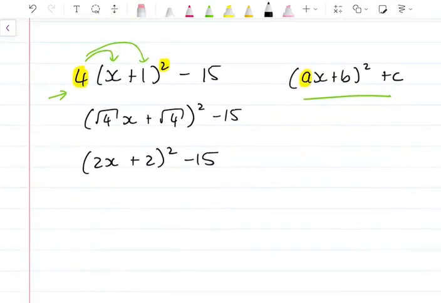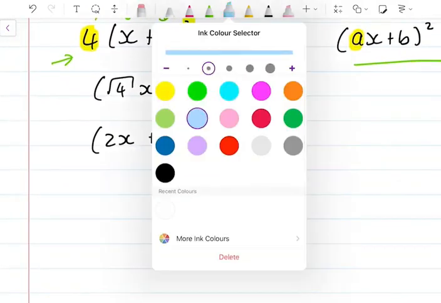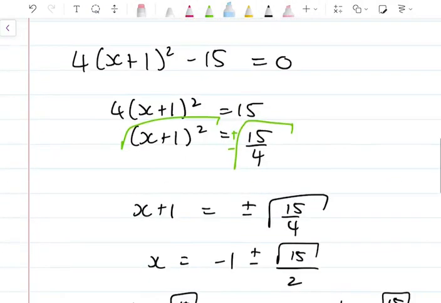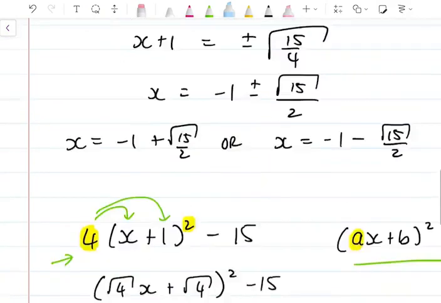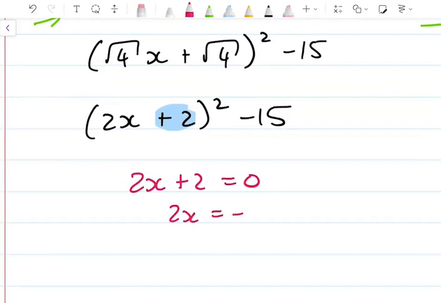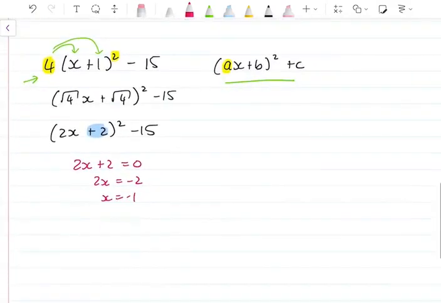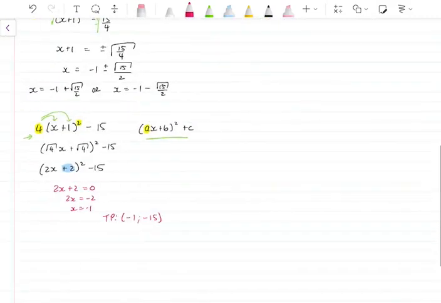Okay, and what I want to show you here is we cannot directly read off the turning point of this function. Previously it was easy to see the turning point over here. We just use the opposite sign, so minus 1. Here, we can't read it off directly, but what you can still do is make the bracket equal to 0, and then we're going to find the same point that we had earlier, minus 1 and minus 15. So that's just important to note how to do those differently.